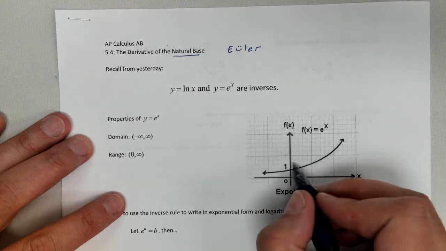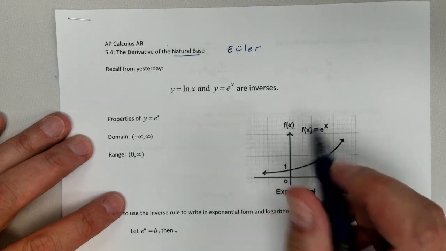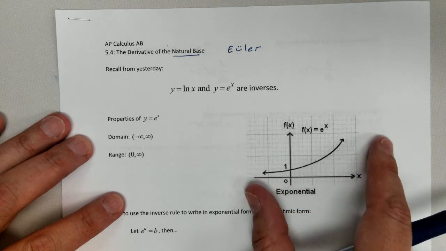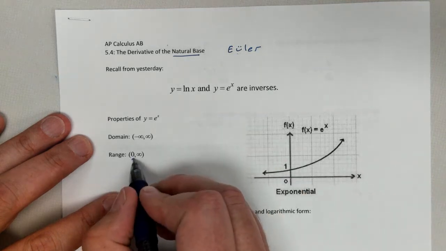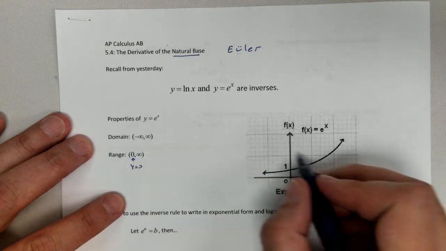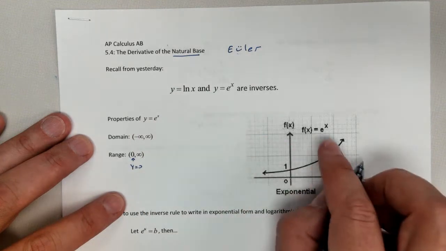E to the x is what we call an exponential function. Its domain goes from negative infinity to positive infinity. But the range, if you notice, starts at y equals 0 and goes to y equals infinity. And that is because of this e to the x.